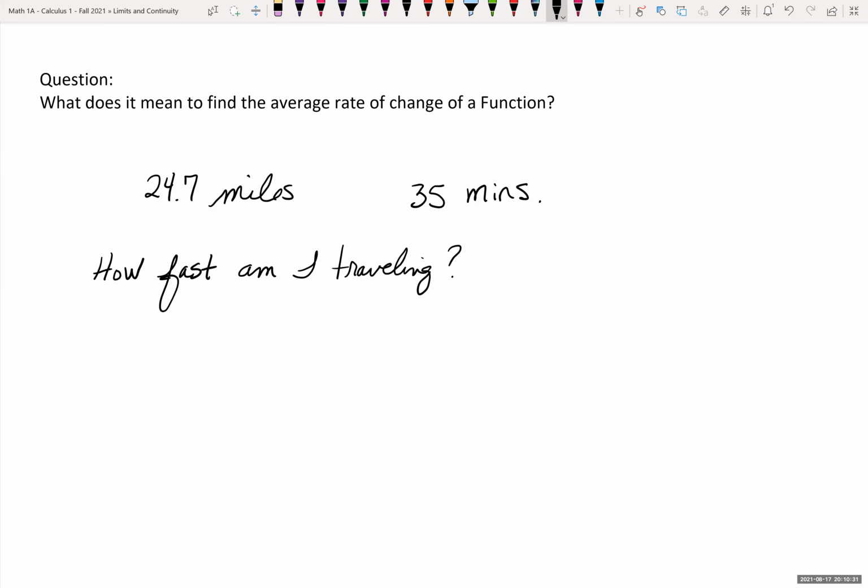When we worked back in algebra on our distance problems, right, distance equals rate times time. So I could use this formula, distance equals rate times time. My distance is 24.7 miles, which is equal to my rate, what I'm trying to figure out, how fast I'm going, times time. I want my rate to be in miles per hour because that's how we look at our speedometer, right? Miles per hour. So I first want to convert my 35 minutes into hours.